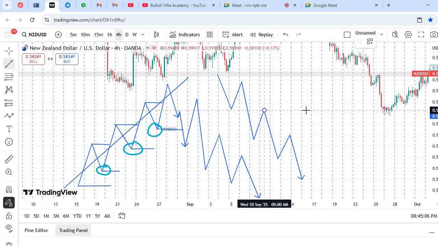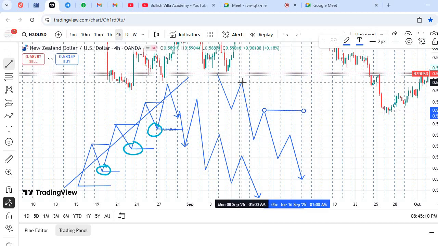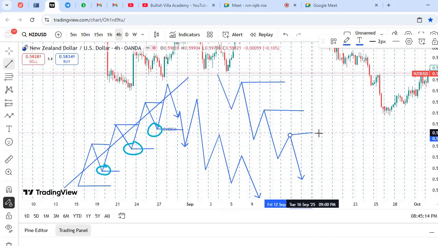So these highs, in a downtrend, they are protected highs. They are protected highs. They must not be taken out. Especially the last high. The last high now, it mustn't be taken out.